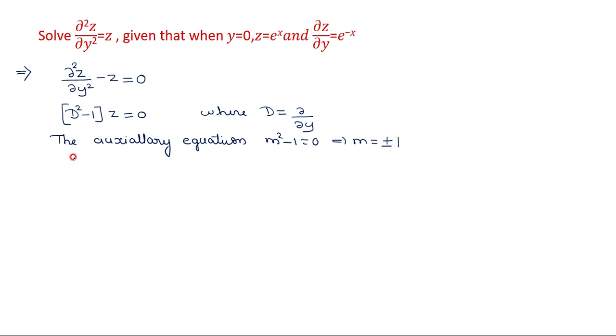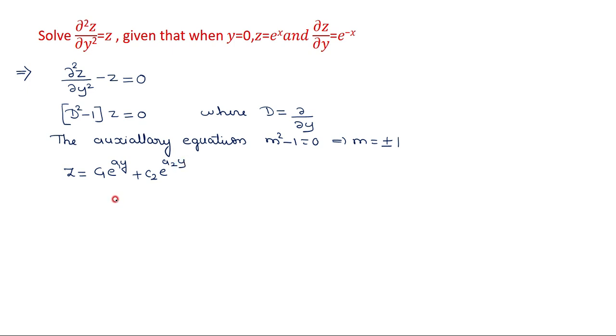So the complementary solution here, in case of a homogeneous differential equation, the complementary function itself is the general solution. So therefore, the solution for z, in case of an ordinary differential equation, we write the solution as c1 e^y + c2 e^(−y).